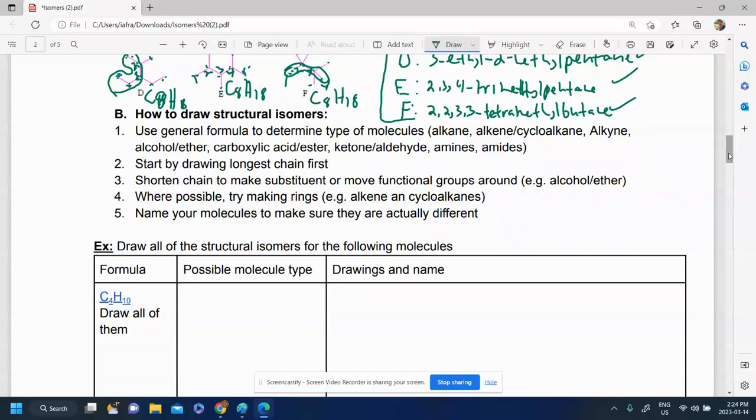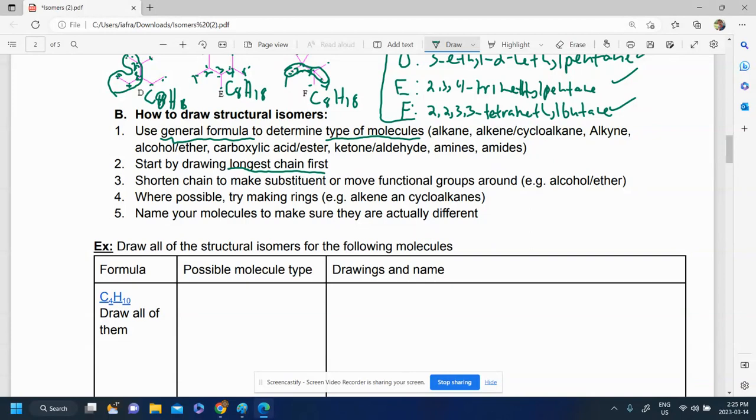What you do is you would first use the molecular formula, or general formula, to determine the type of molecule that the molecular formula represents. You would then start by just drawing an isomer that has the longest chain possible. And then after that, you make variations of that molecule by taking off some of the carbons from the parent chain and putting them as substituents. Or if there's functional groups, maybe move this functional group around, put it at a different carbon number, and that will lead to a different molecule or a structural isomer.